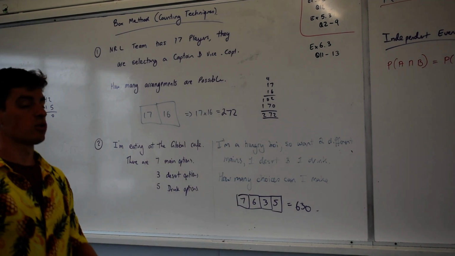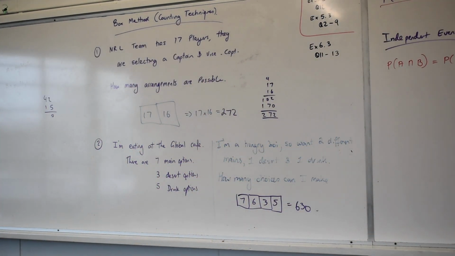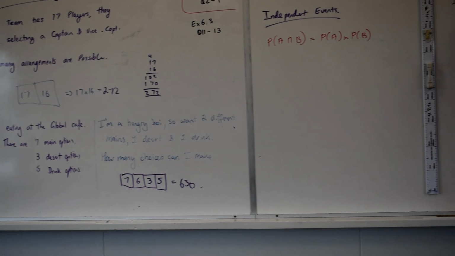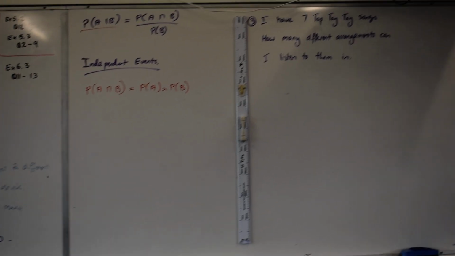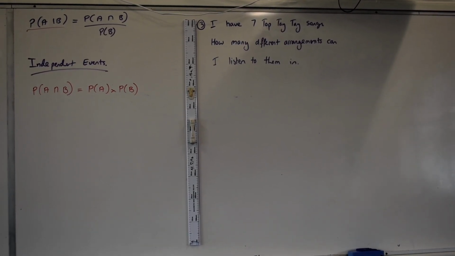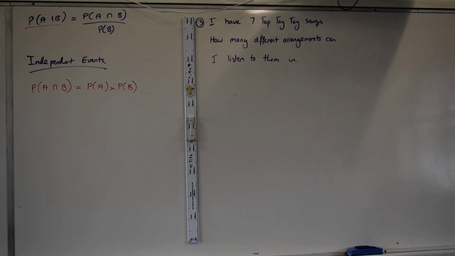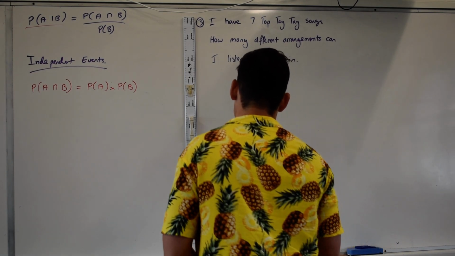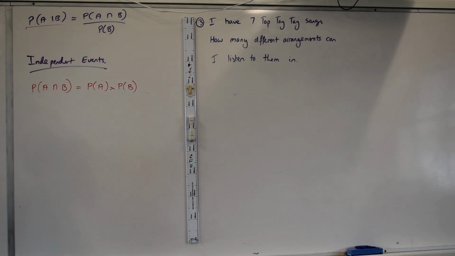And the last one is I have 7 of my favourite Tay-Tay songs that I need to listen to before or to prep me up for the new album. I have to listen to my top 7. That's the only thing on my playlist, just 7 of my favourite Tay-Tay songs. But I want to listen to them. I don't know what order. How many arrangements can I have?